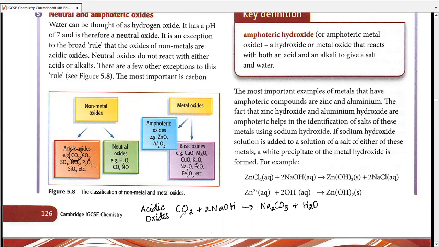If I don't take this example, if I talk about a different one, let's say we talk about SO3, I'm picking up a random one from here. It reacts with, let's say, KOH, a different alkali, right? So what happens, it's going to form K2SO4 plus water. So again, an acidic oxide plus an alkali giving us salt and water.